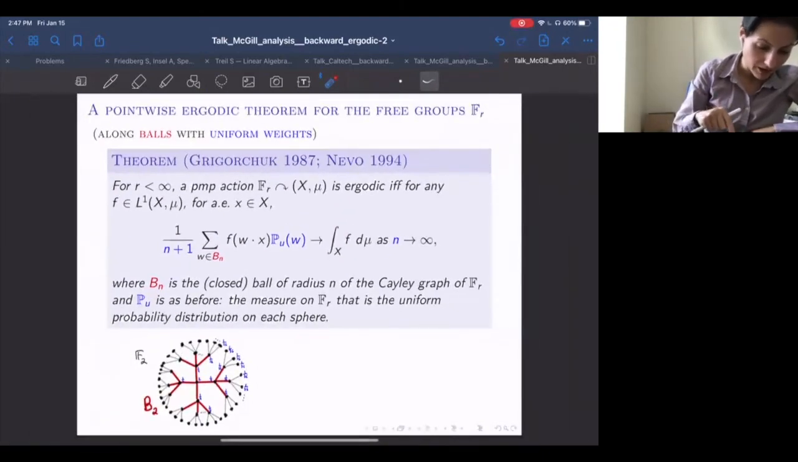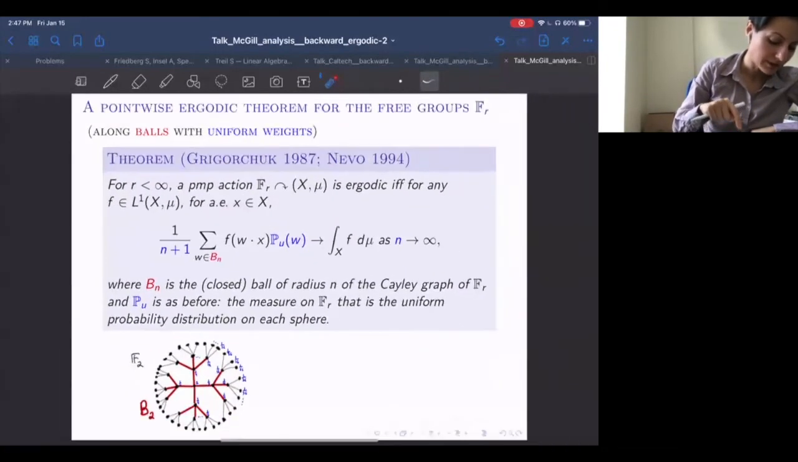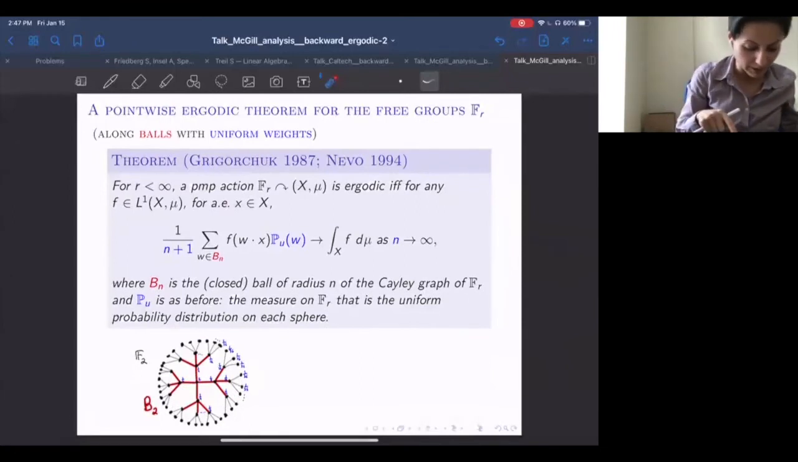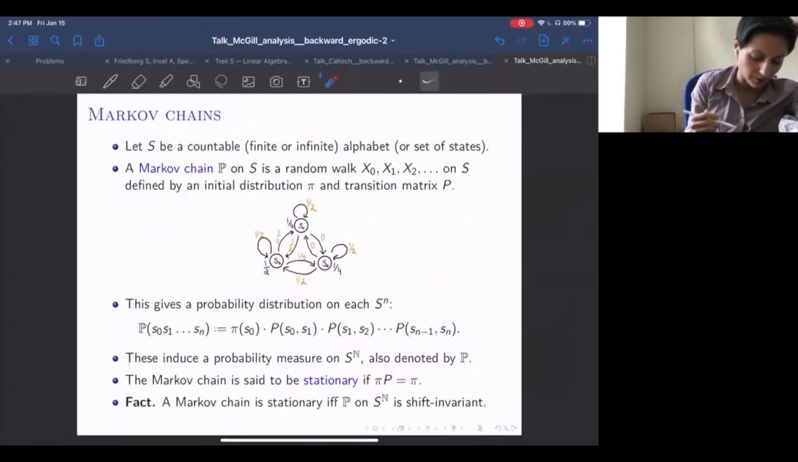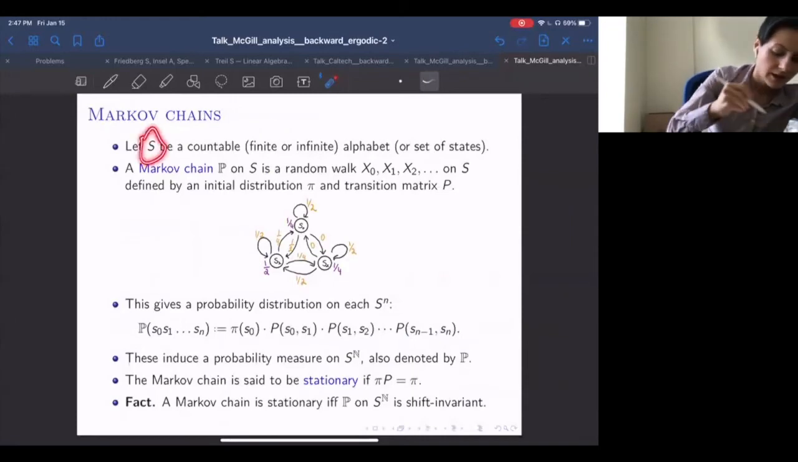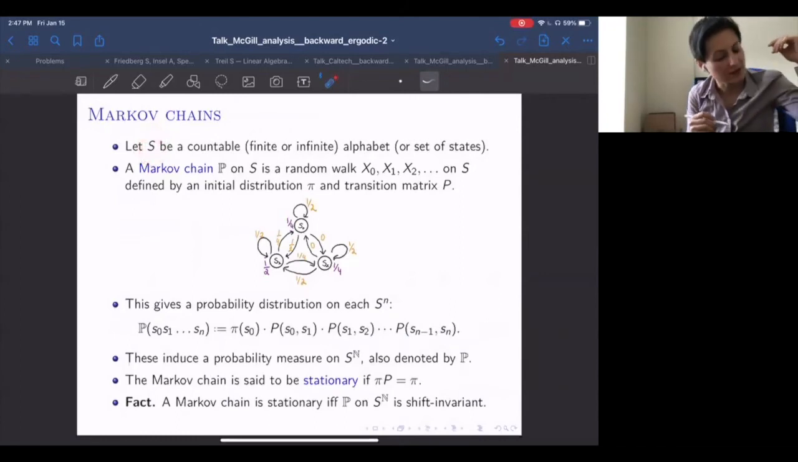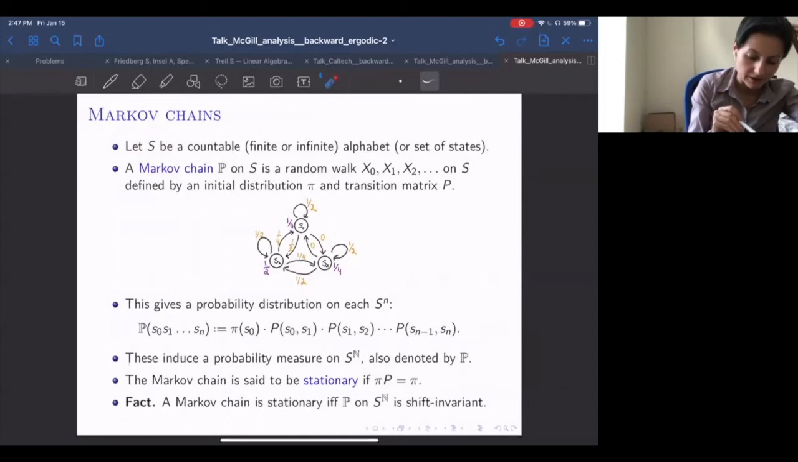So what other theorems are there? This was just a theorem having equal weights. However, we don't stop here. Somehow equal weights work, but maybe other types of random walks would also work. And it turns out that it's true. But let's consider Markov chains for a moment. Just to remind you, let's fix a set S, which for us will be the generator set of the free group. But in general, this is some finite or infinite alphabet, or set of states, so-called.